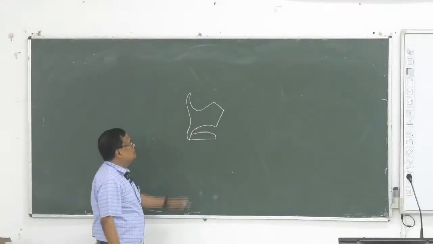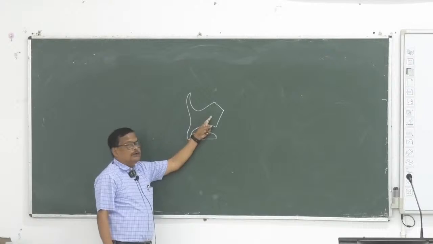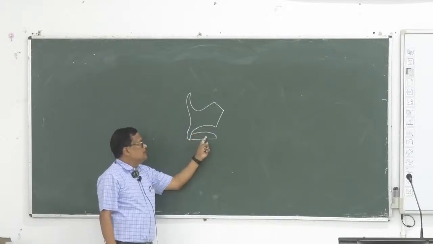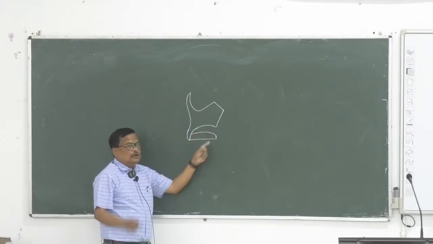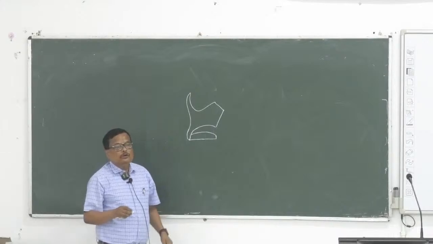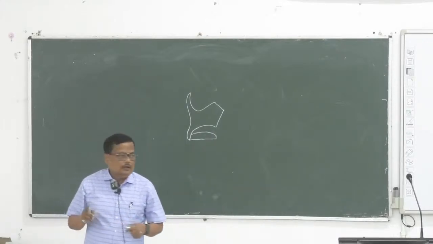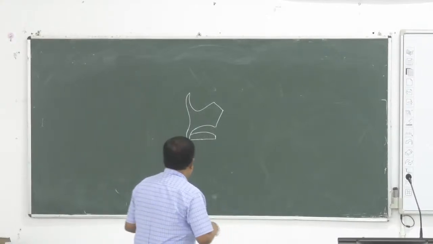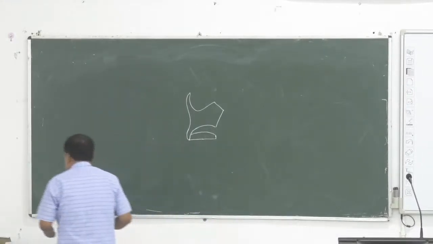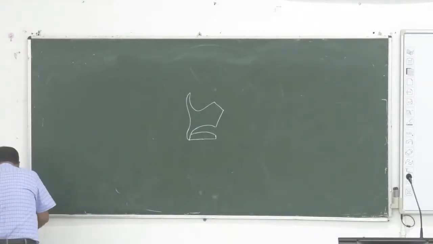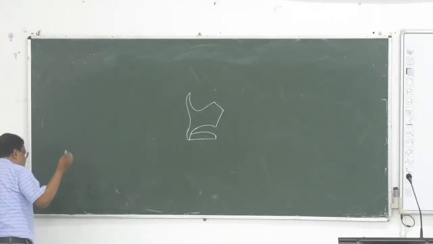In the side view, this is the thyroid cartilage, this is the cricoid cartilage, this is the arch, and posteriorly, you know, cricoid cartilage anteriorly has an arch and posteriorly a lamina. I have already told you. There is no red chalk here, so I am drawing with blue color.